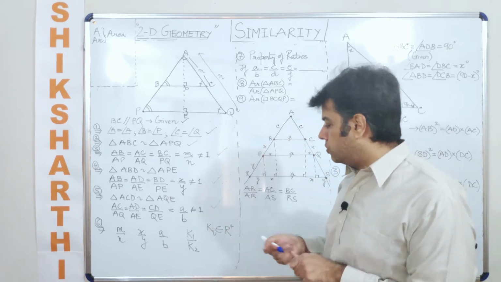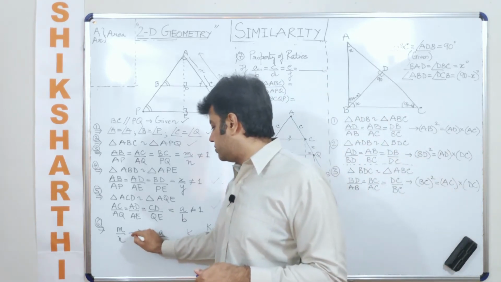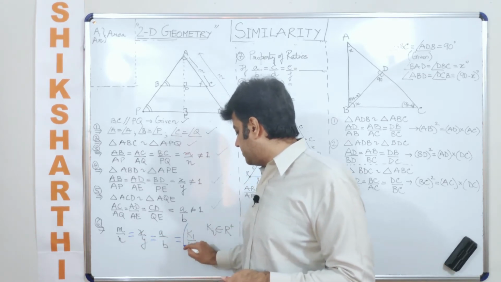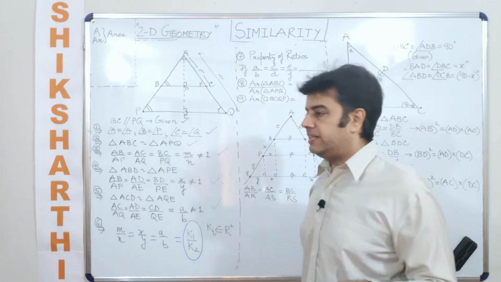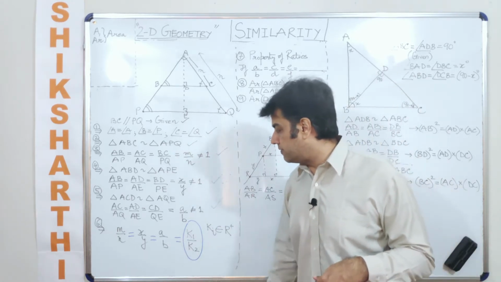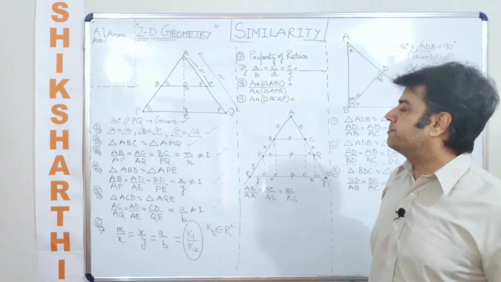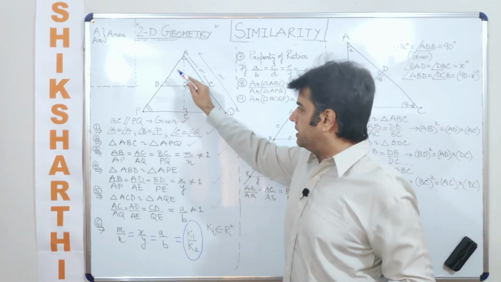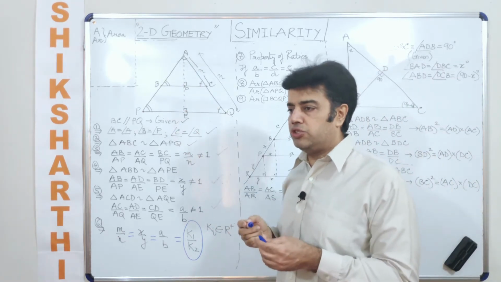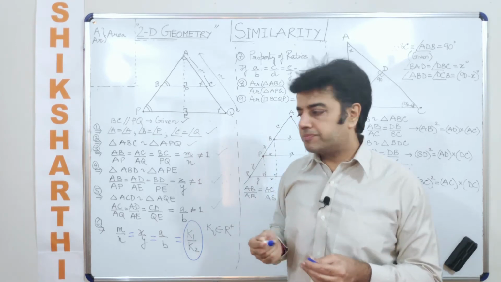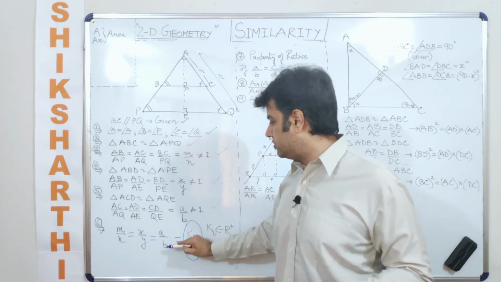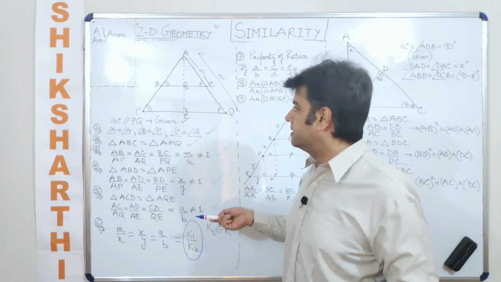So can I say all these three fractions or ratios would be the same? Of course. And let us take them as a common ratio. Let us say that all these three are equal to k1 by k2. Now what am I trying to say? I am trying to say that for two similar triangles, the ratio of their sides will be equal to the ratio of their heights.